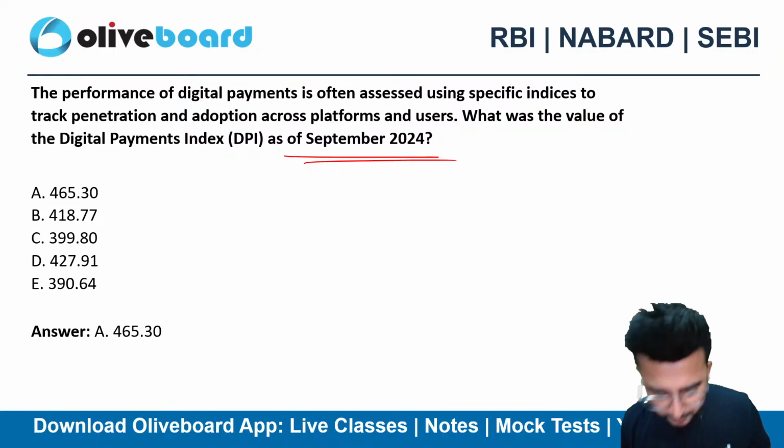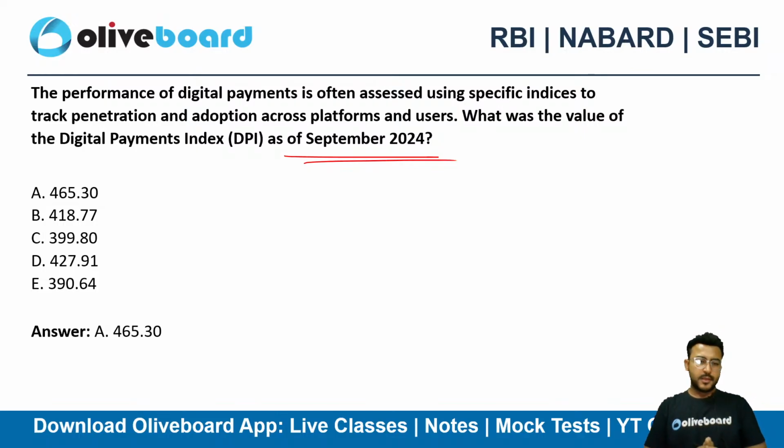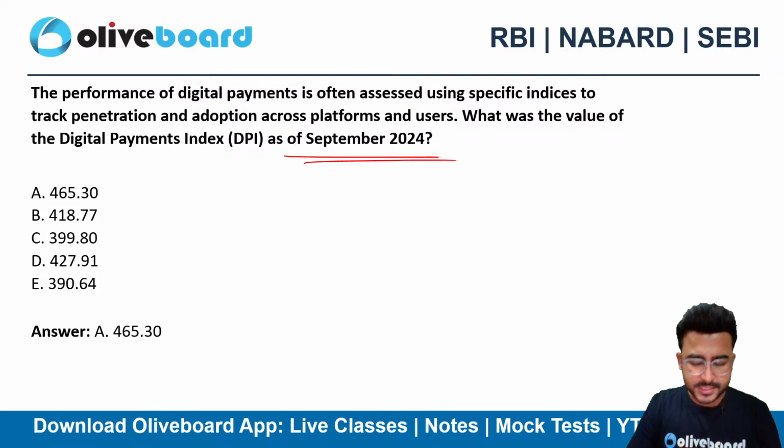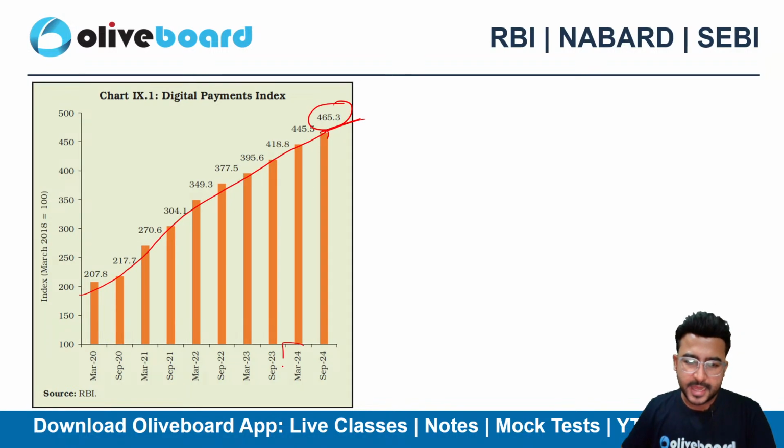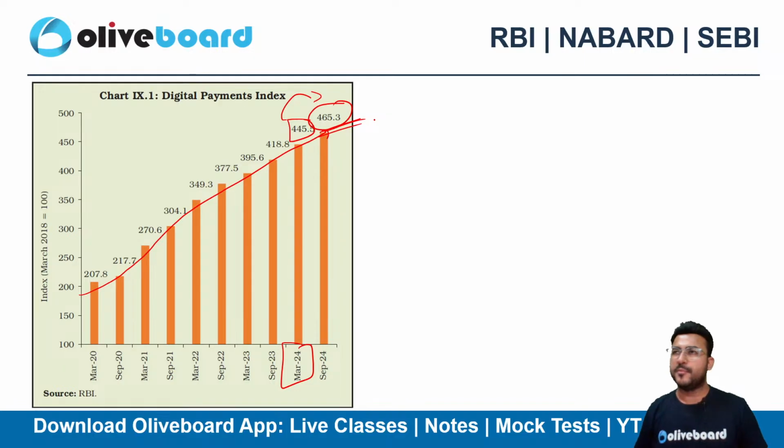Yes, option A, right, Aditya? 465.3 is the correct choice here, and we can see that it's continuously on the uptrend, right? 465.3. The last data was related to March 2024, and again it has seen an increase, definitely derived from the digital payment infrastructure growth.